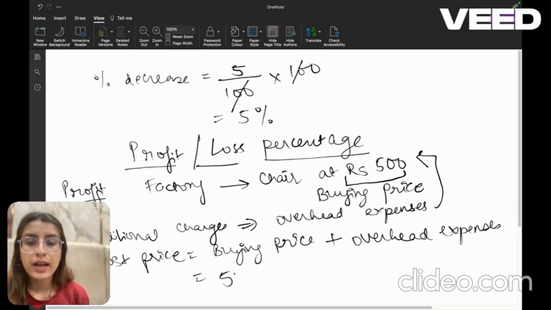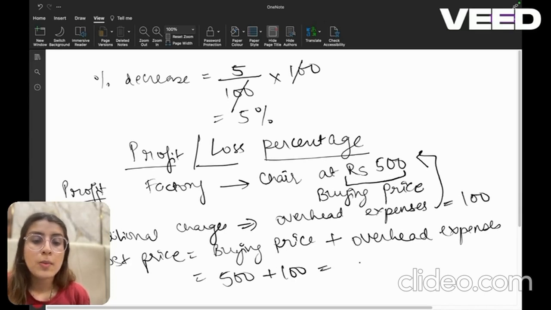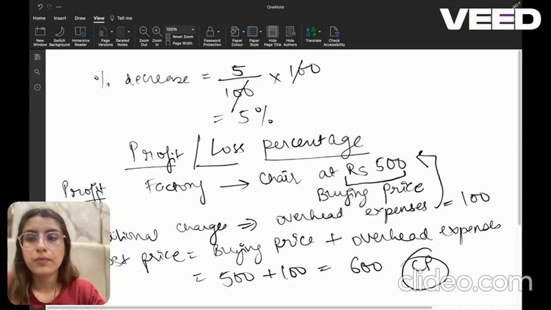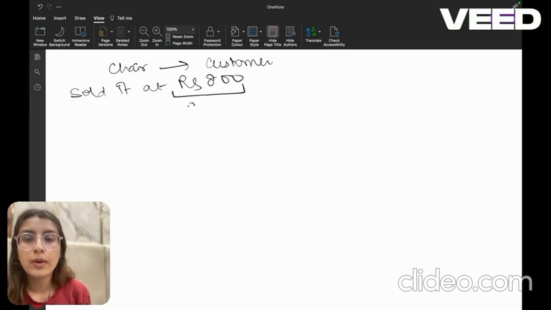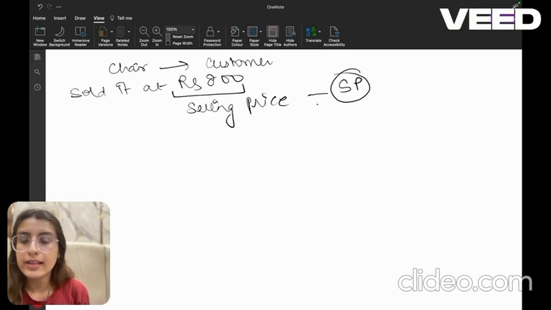So it will be 500. Let's suppose my overhead expense was 100, plus 100. So my cost price will become 600, which is denoted by CP. I sold my chair to a customer. Suppose I sold it at rupees 800. So the price at which I sold the chair is the selling price, denoted by SP, right? So my selling price is 800 and my cost price was 600.